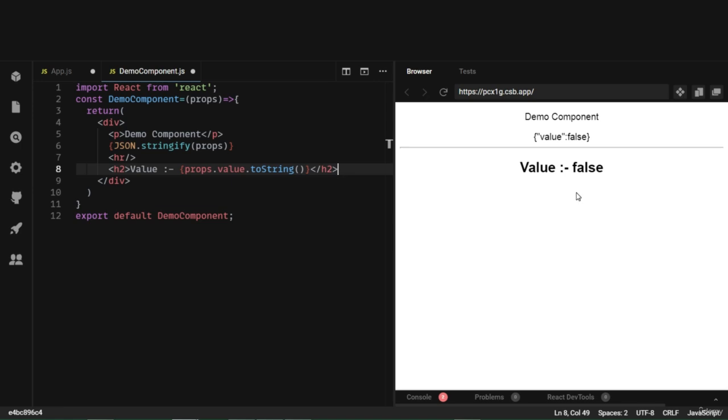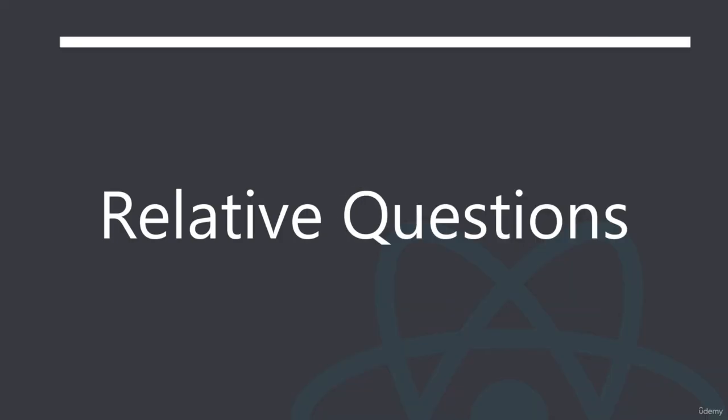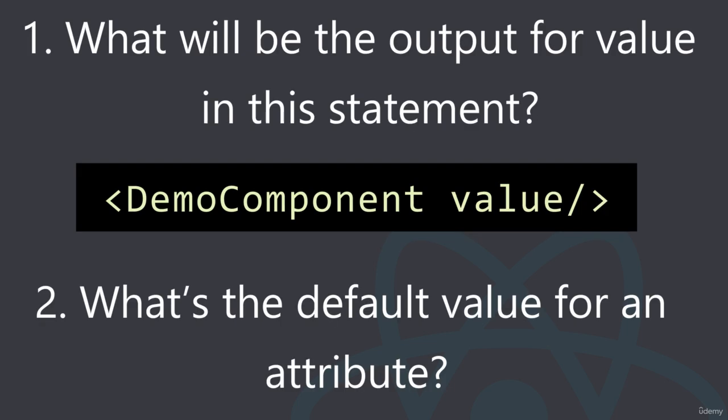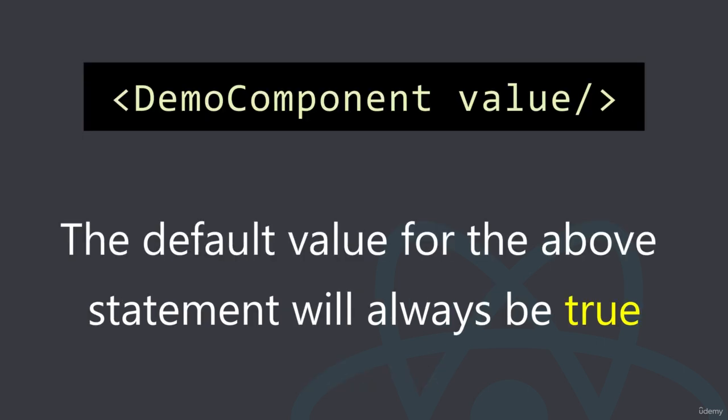Now let's talk about a relative question. What will be the output for the value in this statement, or what's the default value for an attribute if you do not pass any value? As we discussed, it defaults to true, so value will be true for this particular statement.